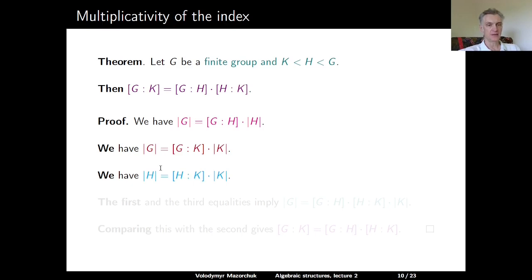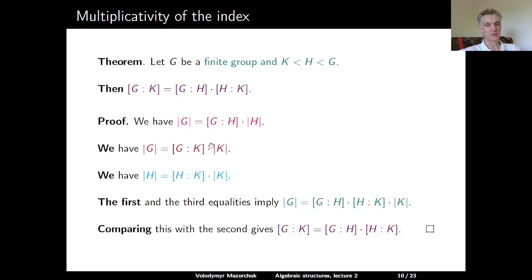If we plug in the third equality into the first one, we will get that the cardinality of G is equal to the cardinality of K times the index of K in H times the index of H in G. And comparing this with the second equality, we get that the index of K in G is equal to the index of K in H times the index of H in G.